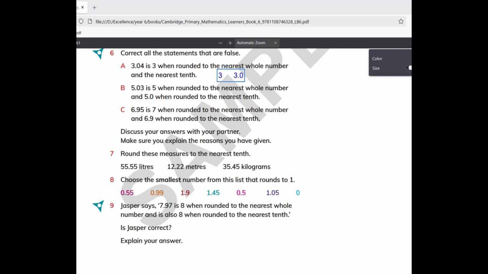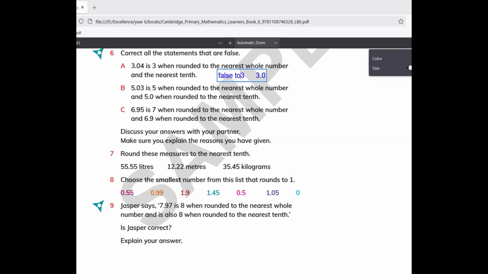But you need to understand: 3.0 is to the nearest tenth, and 3 is to the nearest whole. When you round to the nearest tenth, or to the nearest any digit, and that digit has no number existing, you must put 0 for it. So we cannot say this equals 3. I know that mathematically 3 and 3.0 are the same value, yes. But in rounding, when I say 3.0, that means this number has been rounded to the nearest tenth. So we say this is false.